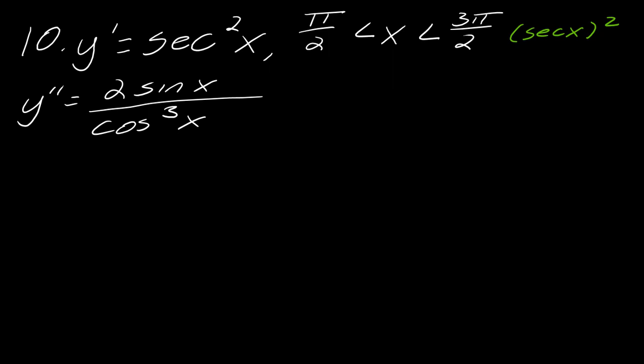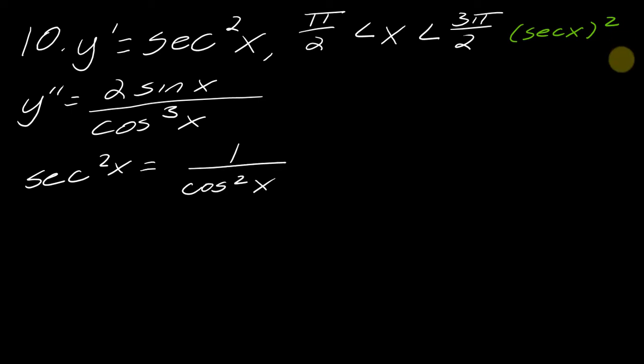Okay, so now let's work on finding things like critical points and just get as far as we can with this. So for secant squared x, remember that's the same thing as 1 over cosine squared x. So just looking at this, there is no place where this will equal 0, right? Because the top is equal to 1. So the top will never equal 0, so the whole function cannot equal 0.